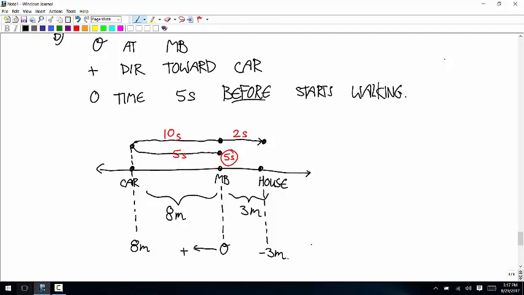And now the last thing we have to do is just add up the times. So 5 seconds later than 5 seconds. So this is at 10 seconds. 10 seconds later than 10 seconds. So this is 20 seconds. And 2 seconds later than 20 seconds, 22.